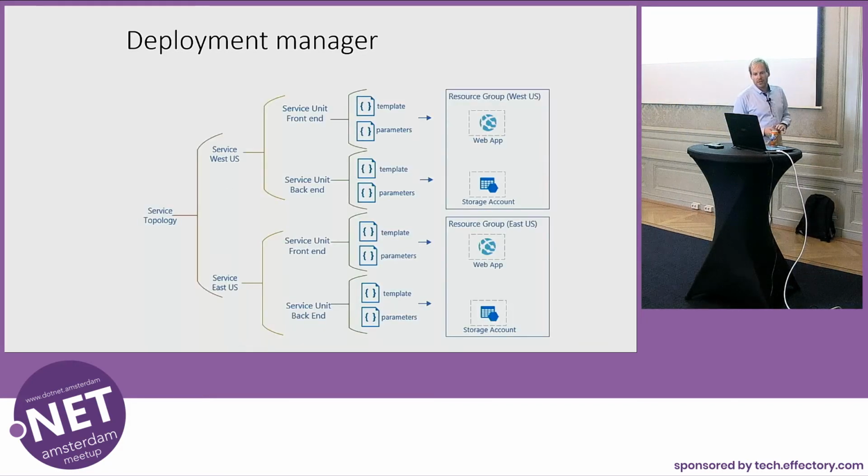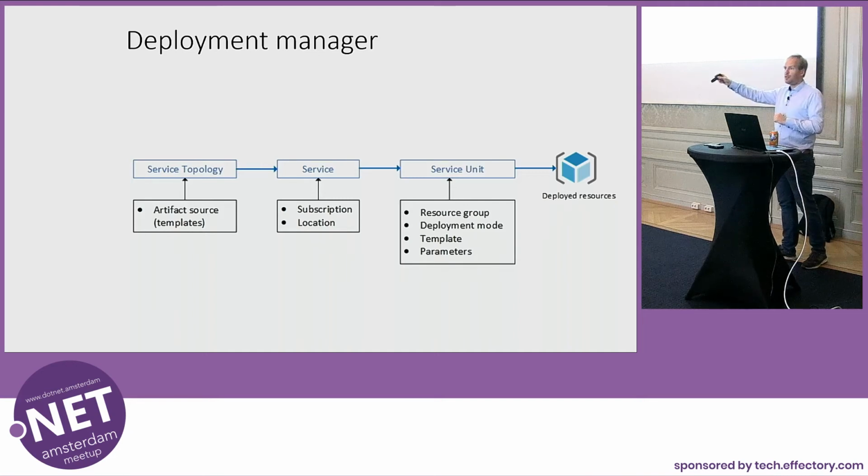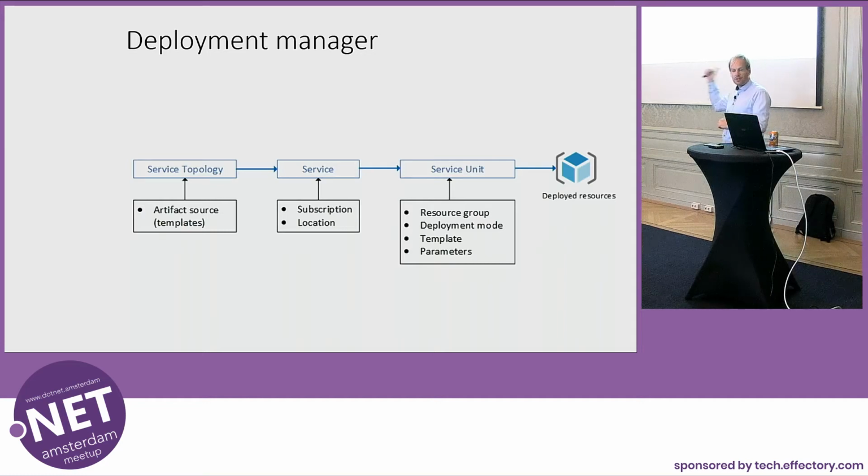So what Deployment Manager allows you to do is create a lot of JSON that describes what is called a service topology, which is made up out of a number of services, and a service is an Azure subscription you point to and a location. For example, my MSDN subscription in West Europe, that's a service, and my MSDN subscription in North Europe, that's another service. And within these services, I can create service units, which point to resource groups. So I can build up a topology of the infrastructure that I'm going to deploy later. And I can specify one or more artifact sources.